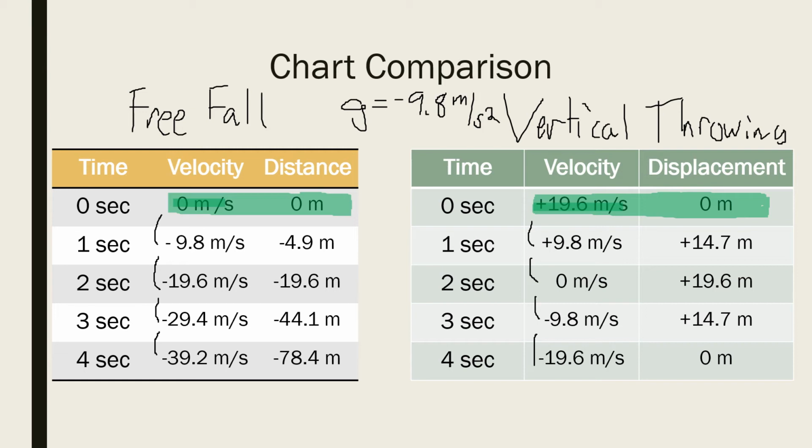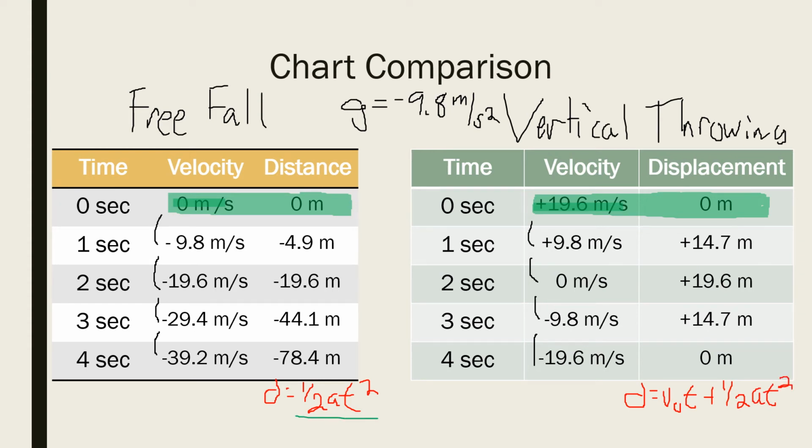The distance in the free fall chart is actually connected to the displacement of the vertical throwing chart. This is where I'm going to lose some people, and their heads are going to explode, and they're wondering why they didn't see this before. The distance equation is d equals 1/2 at squared. The displacement equation that we use is d equals v naught t plus 1/2 at squared.